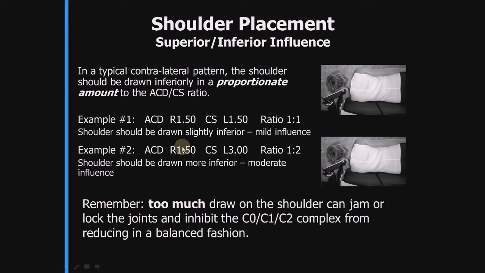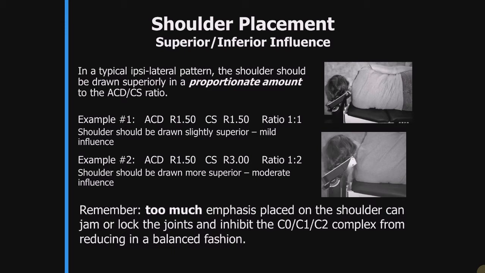If it was a 1-to-2 ratio, where the upper angle is 1.5 and the cervical spine is 3, that's going to give us a more moderate influence of the shoulder draw, and the distal shoulder would be drawn more moderately inferior. Too much distal shoulder draw can jam or lock the joints and inhibit the upper cervical complex from releasing with the adjustment. So one little pointer I'll give you is when you're drawing the distal shoulder inferior, if you draw it enough that the skull begins to traction off the headpiece, that's too much shoulder influence. Subtle influence is what we're going after.